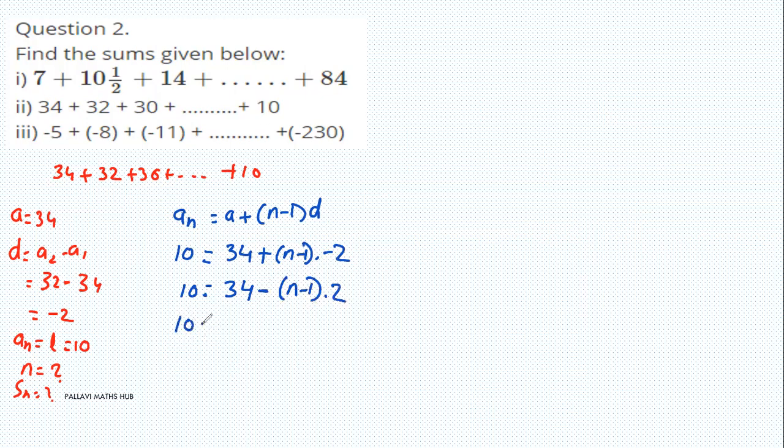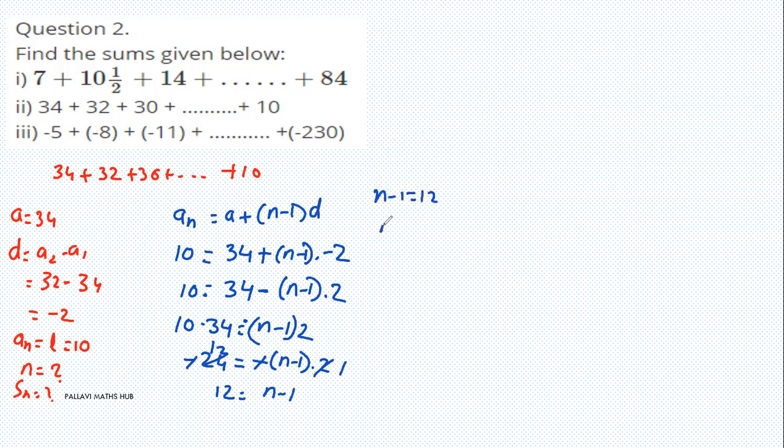Next step, 10 minus 34 is equal to N minus 1 into minus 2. 10 minus 34 is minus 24 is equal to minus N minus 1 into 2. Minus gets cancelled. And here 2 ones are 2, 2 twelves are 24. So 12 is equal to N minus 1. Next step, N minus 1 is equal to 12. N is equal to 12 plus 1. Therefore, N is equal to 13.